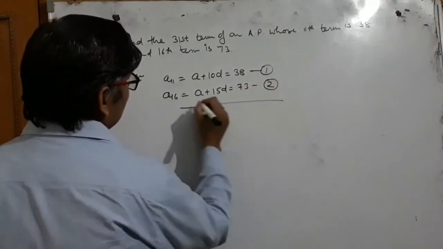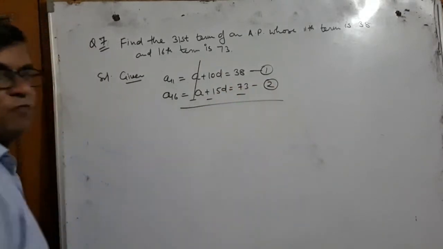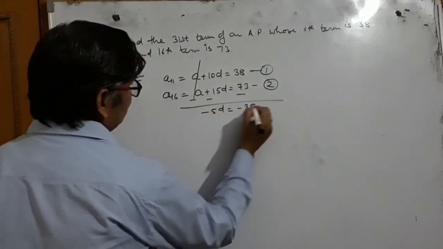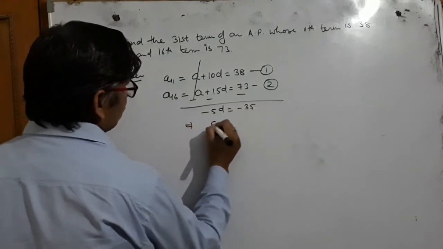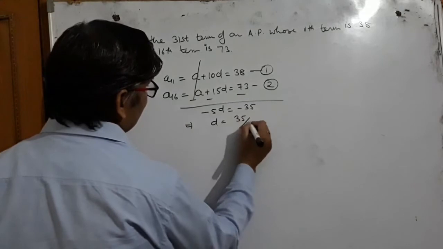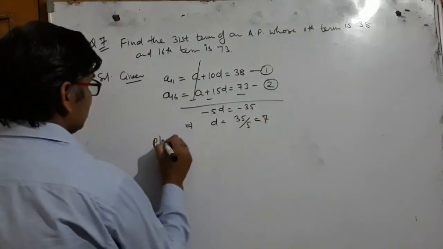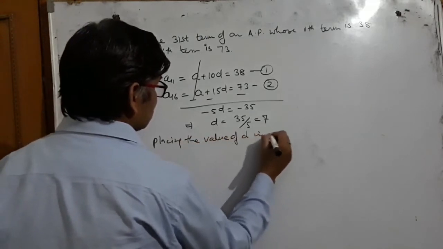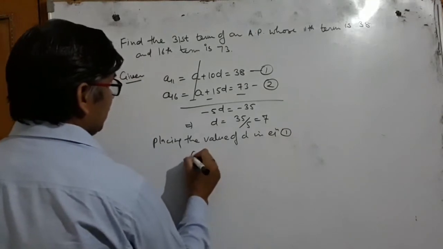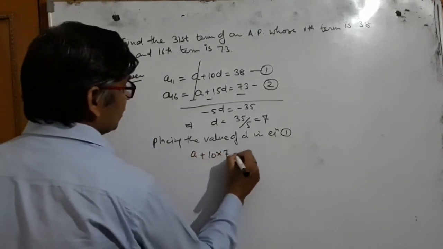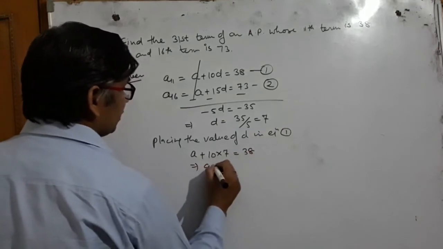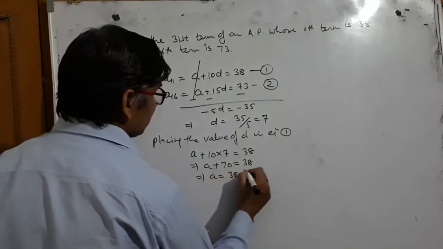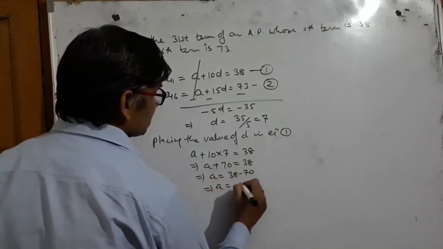Using the elimination method to find the values of a and d, we get minus 5d equals minus 35. So d equals 35 upon 5, that is 7. Placing the value of d in equation 1: a plus 10 into 7 equals 38. So a plus 70 equals 38. So a equals 38 minus 70, that is minus 32.